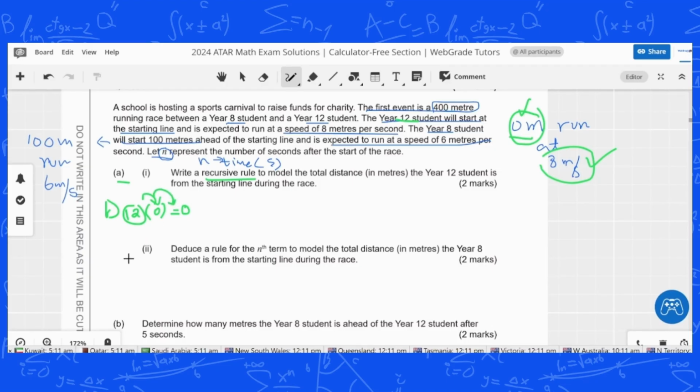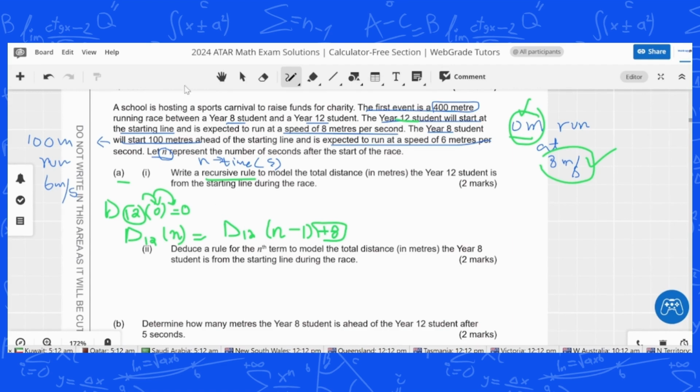Then we define the change for each step. We are working on the Year 12 student, so the distance for the Year 12 student at the nth second equals d12 of n minus 1, plus 8. This tells us the distance at time n equals the previous distance, d12 of n minus 1, plus 8 more meters.